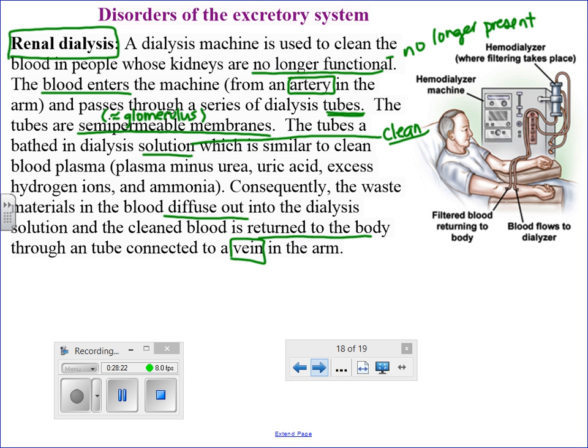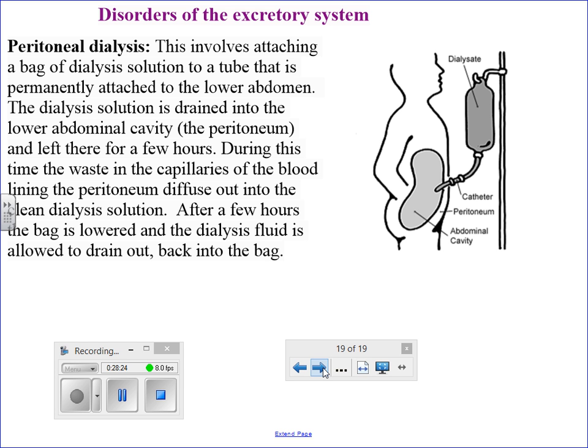Now the other kind of dialysis is called peritoneal dialysis, and the reason it's called that is because this part of your abdominal cavity is called the peritoneum. So that's the tissue that's holding together the lower part of your abdomen. So basically, we're putting a bag of dialysis solution into a tube that's attached to your lower abdomen. And so this would be a permanently inserted tube that a person could every once in a while hook the bag up to, to have the process happen.